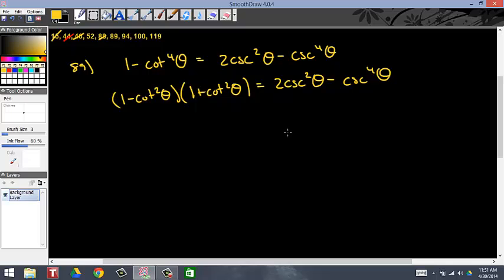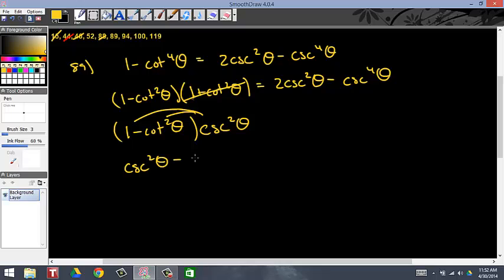Okay, so 1 plus cotangent squared theta is cosecant squared theta. And that's going to be times 1 minus cotangent squared theta. Okay, now I'm going to redistribute it back in. I'm going to say cosecant squared theta minus cosecant squared theta times cotangent squared theta equals right-hand side.